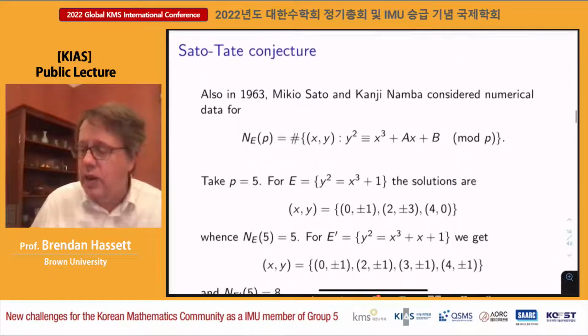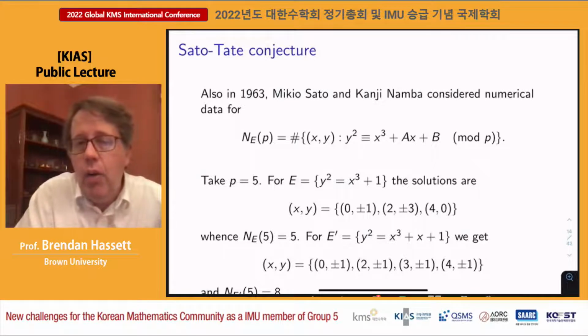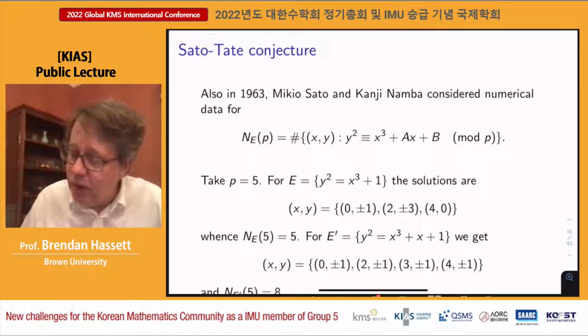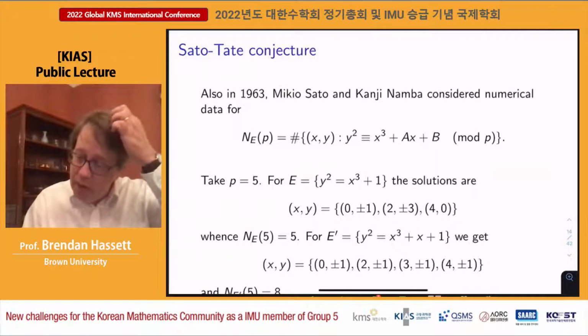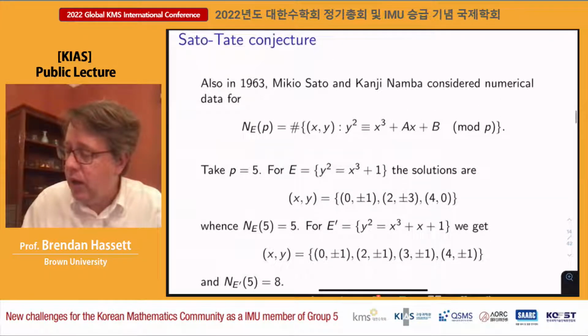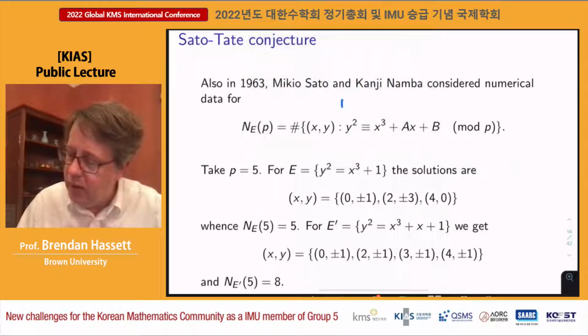So I want to give you another example, a vignette of how data-driven investigations led to important questions on the structure of solutions. It's quite interesting to me that it was also done in 1963, but halfway around the world, in Japan rather than the United Kingdom. Sato and one of his associates, Kanji Namba, who was a logician, considered, again, elliptic curves. So let me just reiterate here that this is an instance of an elliptic curve.